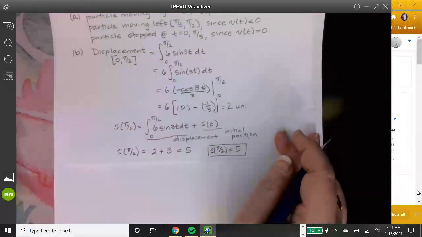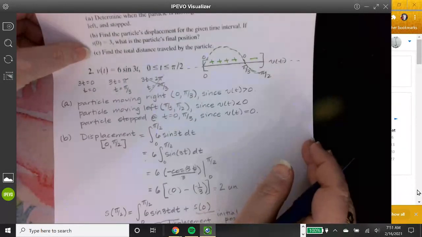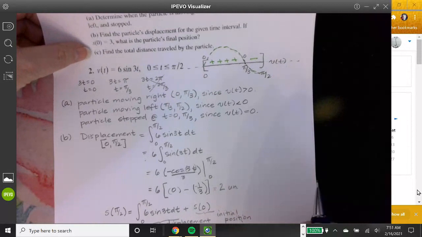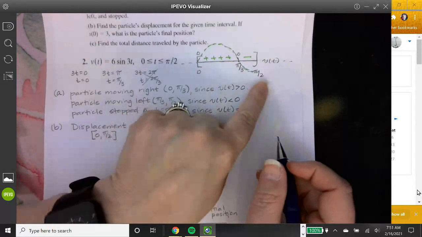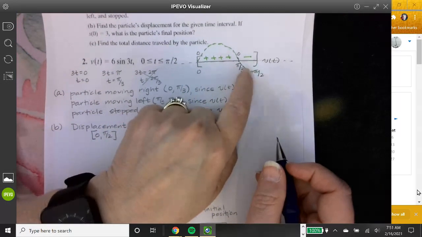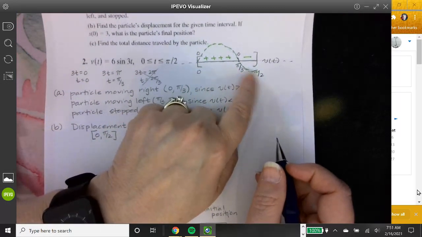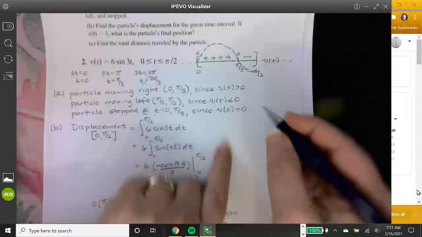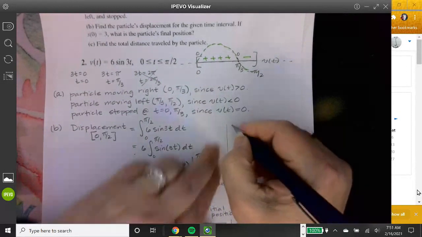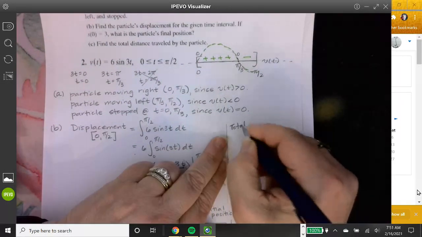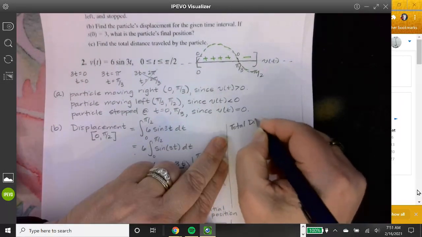Okay, so part C says, find the total distance traveled by the particle. Well, do I have any part of the distance from 0 to pi over 2 that's negative? Well, I do, and it's from pi over 3 to pi over 2. So what do we have to do? All right, well, we have to say the total distance traveled. Hopefully I have enough space.